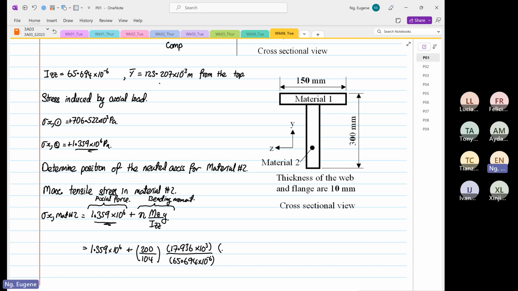And then over here, we are going to multiply by, so this is the position of the max, sorry, not over there, I do apologize. So this is the position, okay, which I'm shading in red now, where you will have bending moment inducing tensile stress.